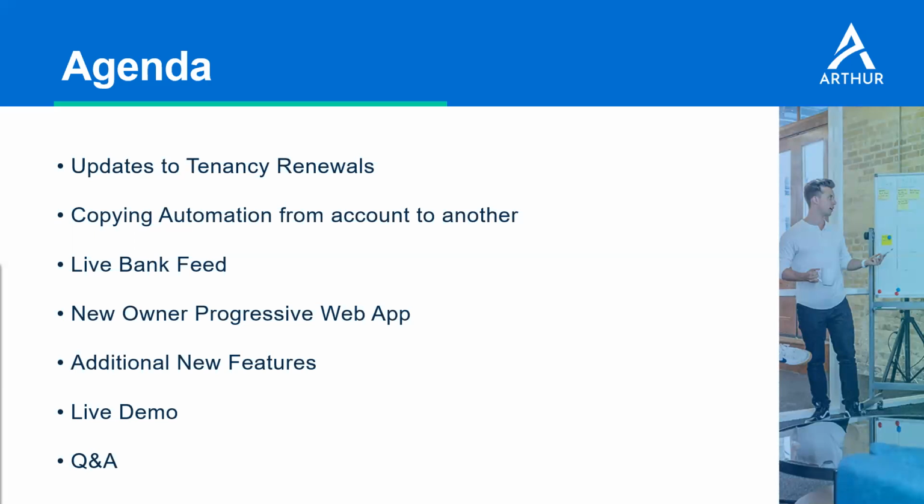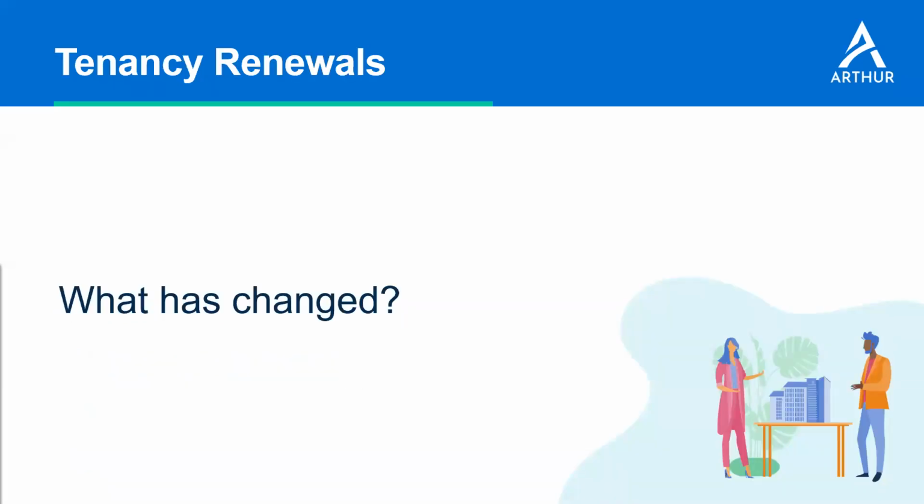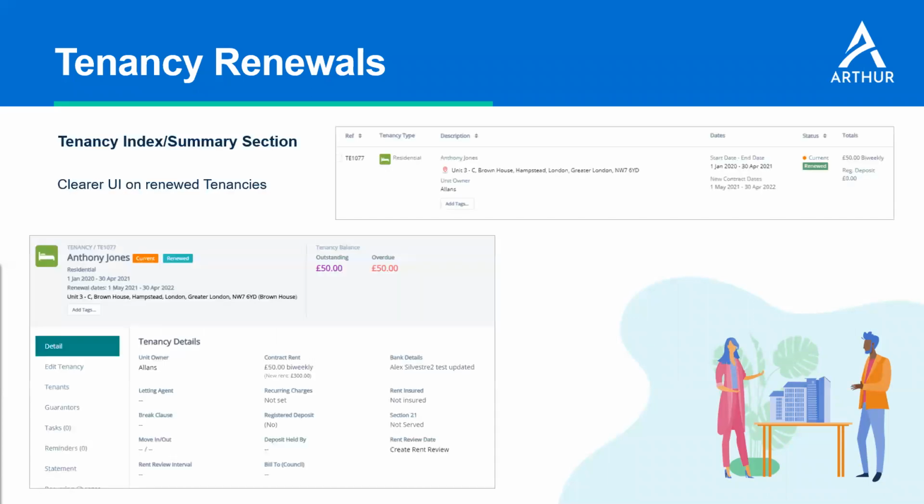Okay, that's great. All right, so let's talk a bit about the tenancy renewals. What has changed? Quite a bit has actually changed, so I'll take you through that now. First and foremost, we've changed a bit of the summary page. As you can see here, when you go onto the tenancy index page, there's now a little renewal tag underneath the tenancy status to say it's been renewed. And here you've got the brand new contract dates that this tenancy is going to start.